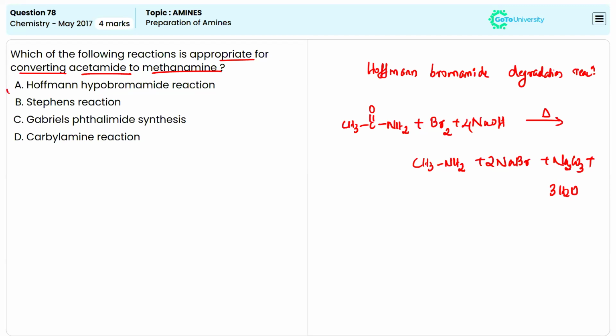So the correct answer is option A, and write down this reaction as well. Okay, so this is an important reaction for the preparation of primary amine.